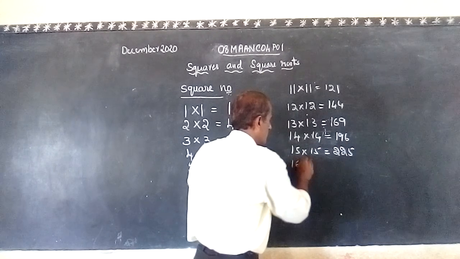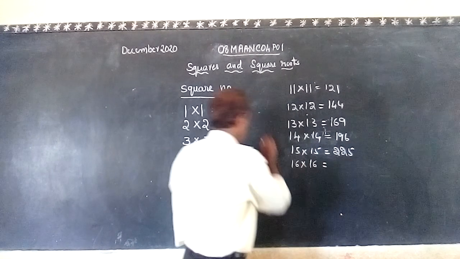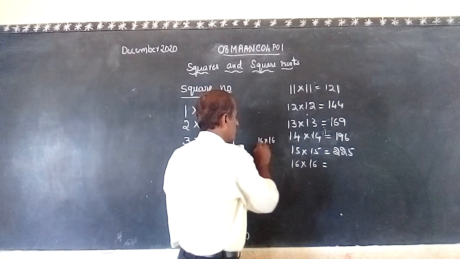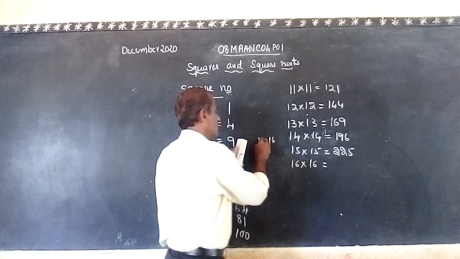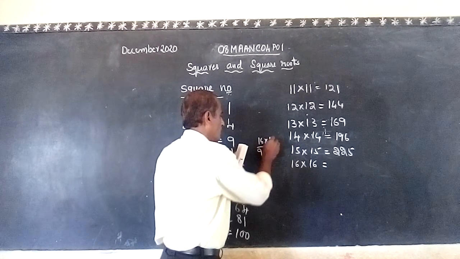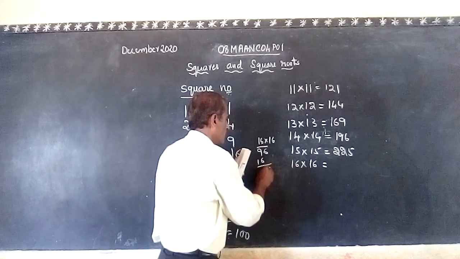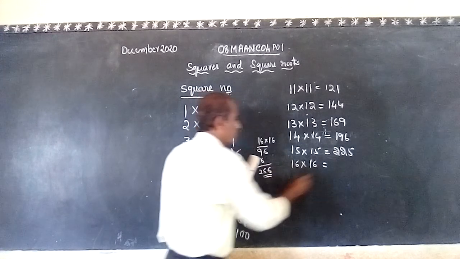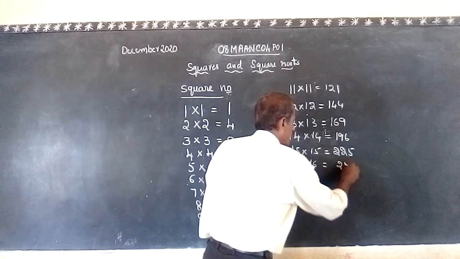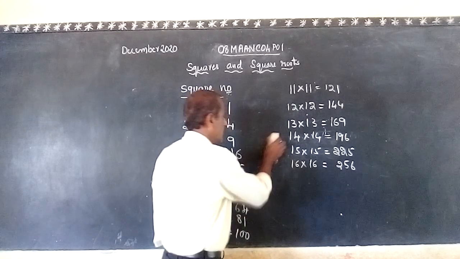16 into 16. 6 sixes are 36. 3 6s are 6 plus 3, 9. 1 6 is 6, 1 one is 1. So 6, 5, 2. So 256. And next, 17 into 17.